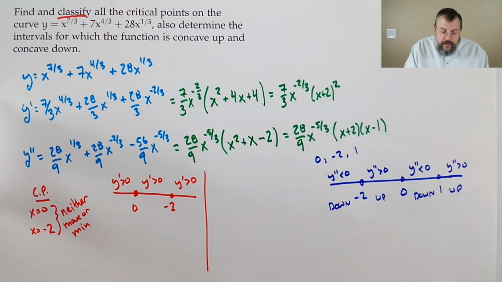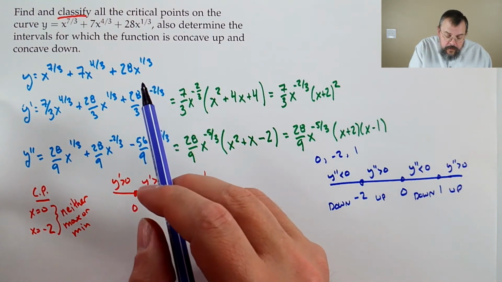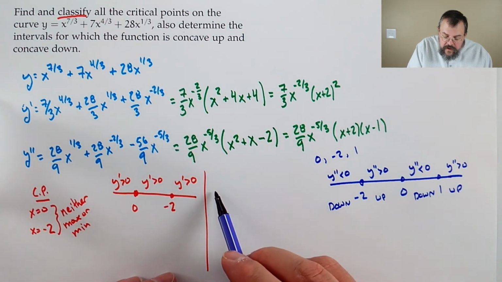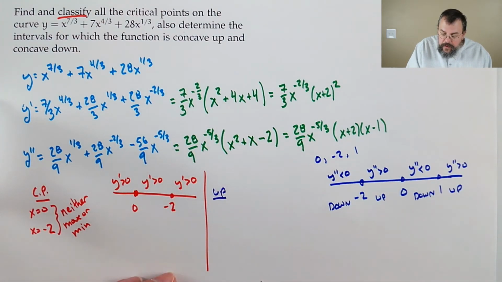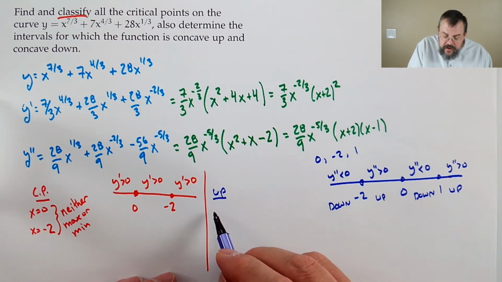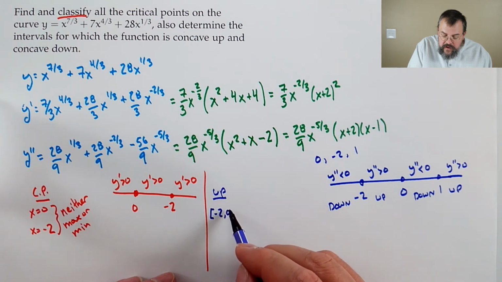And so, when are the intervals? Okay, so we have to list. For up, we're going to be from -2 up to 0. So, all right, this says -2, 0.